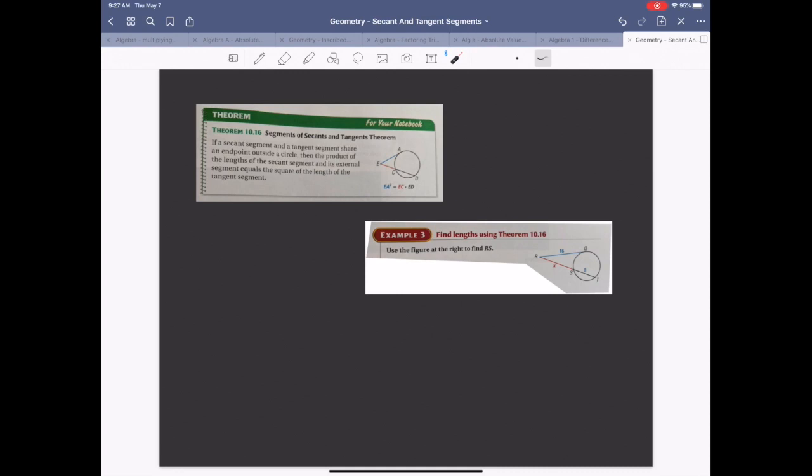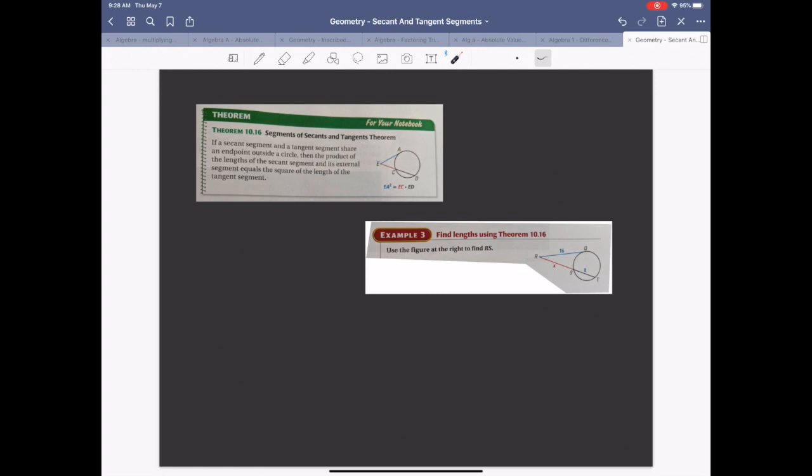If a secant segment and a tangent segment share an endpoint outside a circle, E, then the product of the lengths of the secant segment is the same so far. The secant segment is ED times its external segment. So we're multiplying the whole secant segment times just its external part. And that product is the same as the square of the tangent. So just the tangent times the tangent.